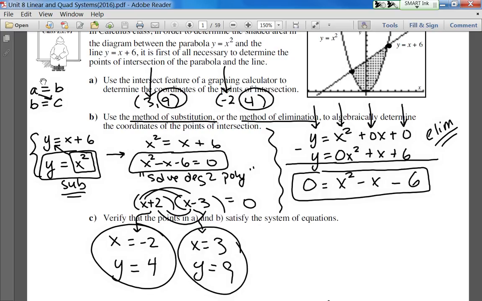Doesn't matter which one you use. I would just go with the easier one. Probably plus 6 is even easier. You just got to add 6. Any questions before we move on? Hopefully that rang a bell from all your math 10 stuff.